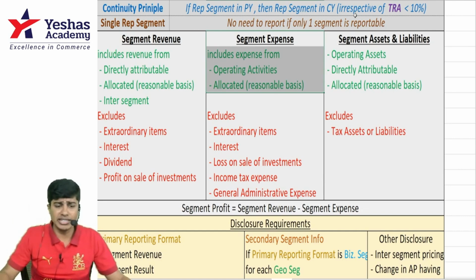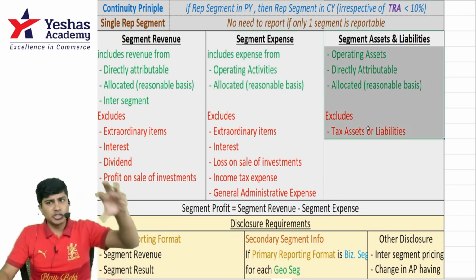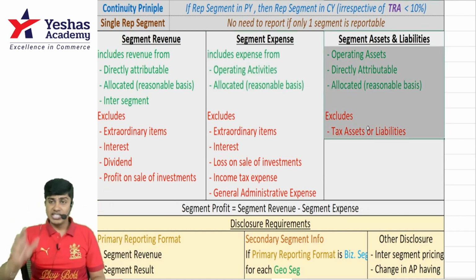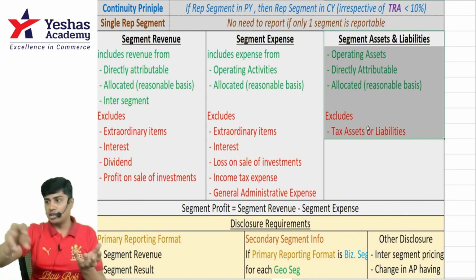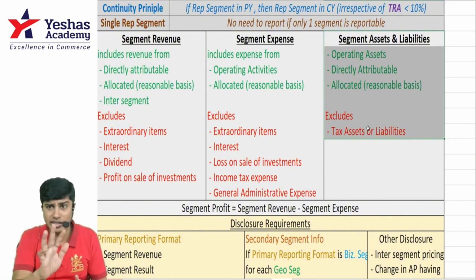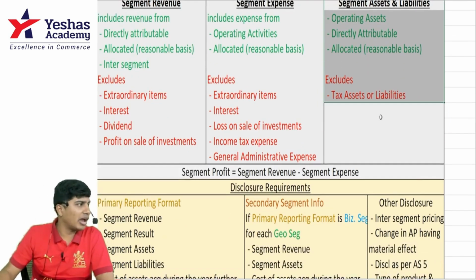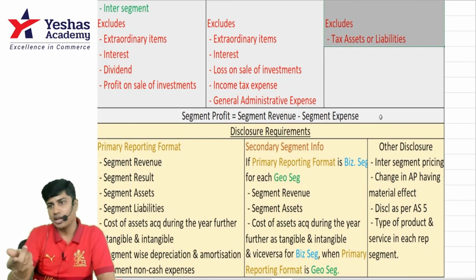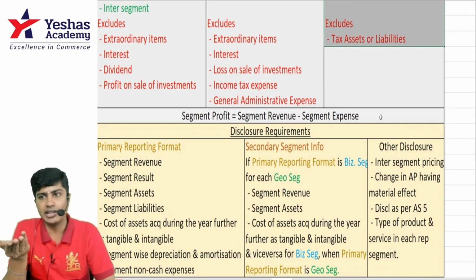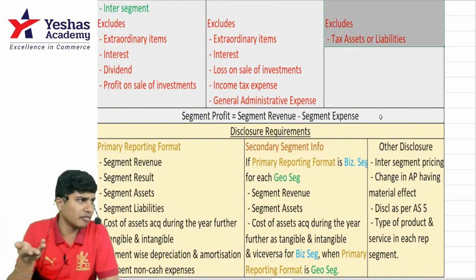Even when we talk about assets and liabilities, operating assets of that segment are considered. If there is any asset which can be allocated to each segment, the allocated asset is also considered. What is not considered is tax assets, provision for tax, deferred tax asset, deferred tax liability. These are not to be considered, ignored. And when you have income and expense, income minus expense gives profit. Sometimes they'll give profit directly in the question. If they don't give it, you find the profit.